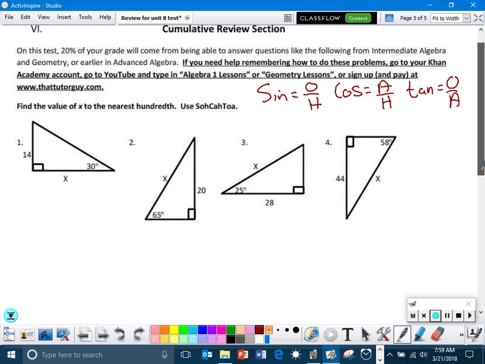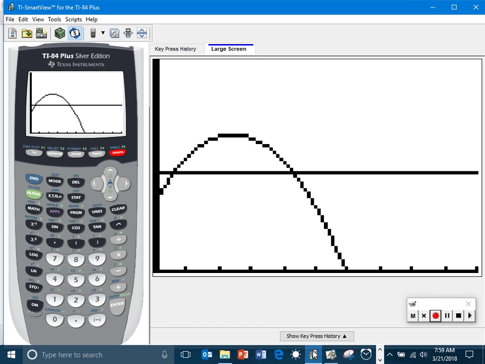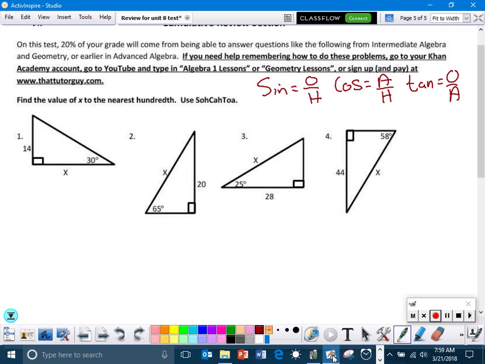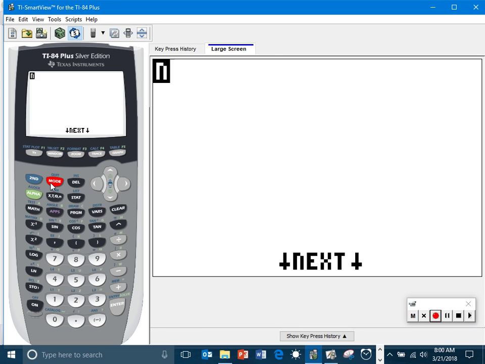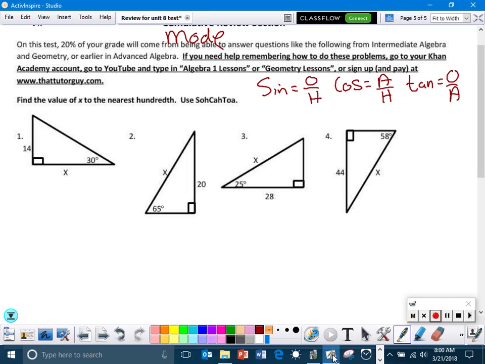So you have to first change your calculator to the right mode. All right? Change your calculator to the right mode. So we're going to need to go and hit the mode button on our calculator, and we need to have it in degree mode. Now it might already be in degree mode, that's fine, but it needs to be in degree mode. Otherwise you're not going to get the right answer.